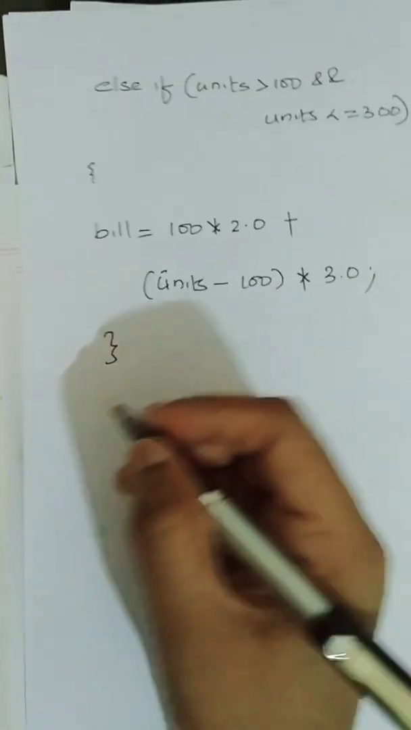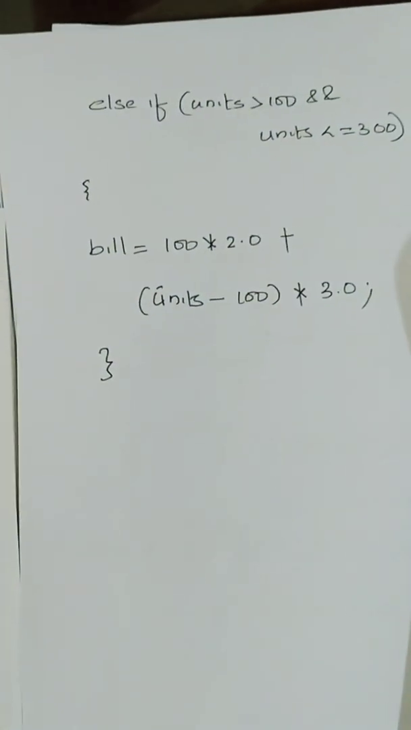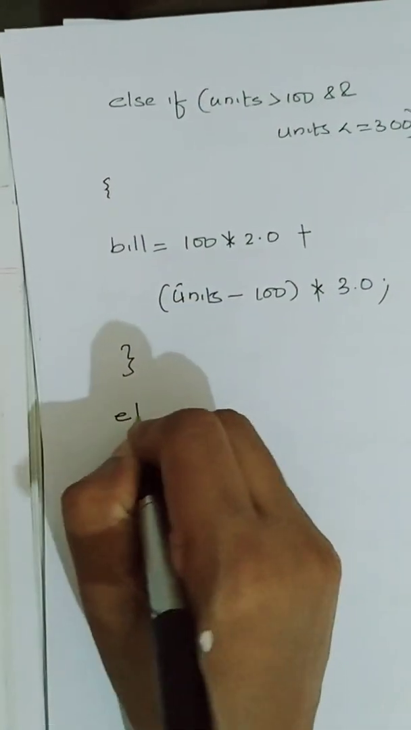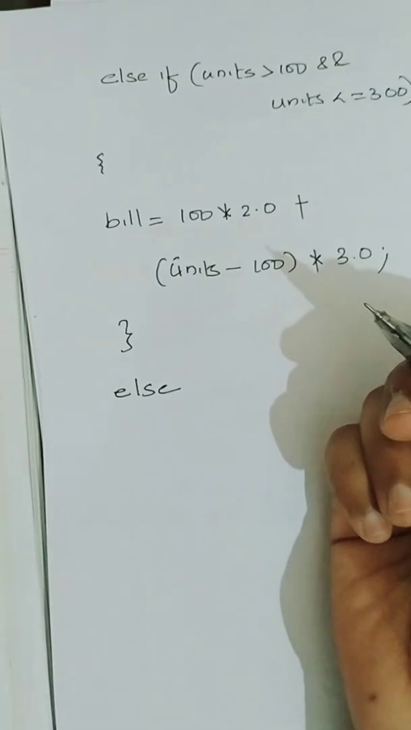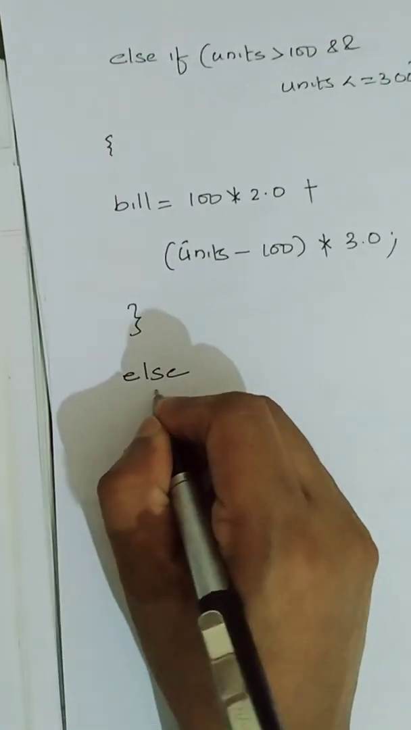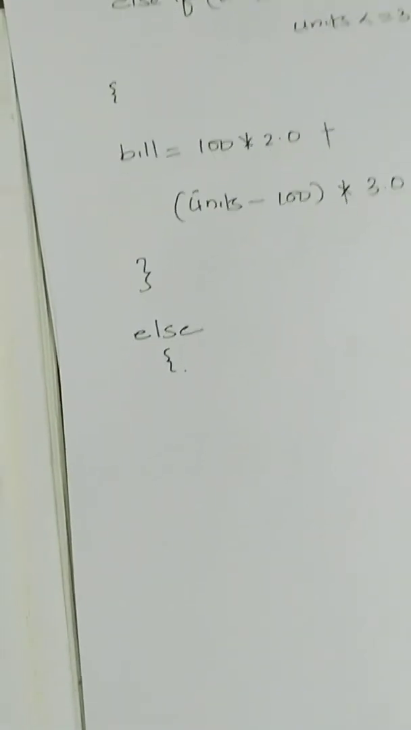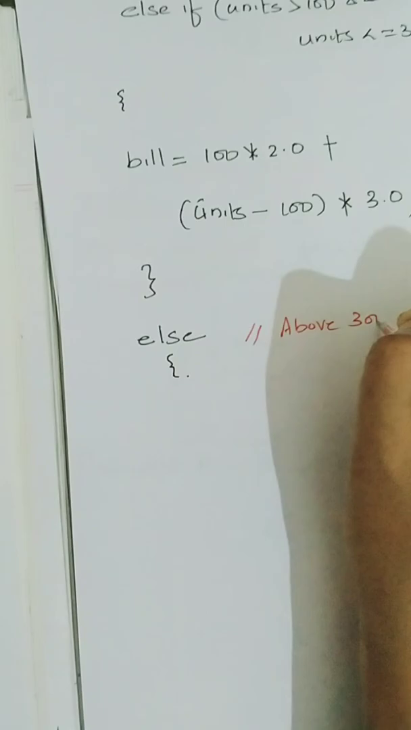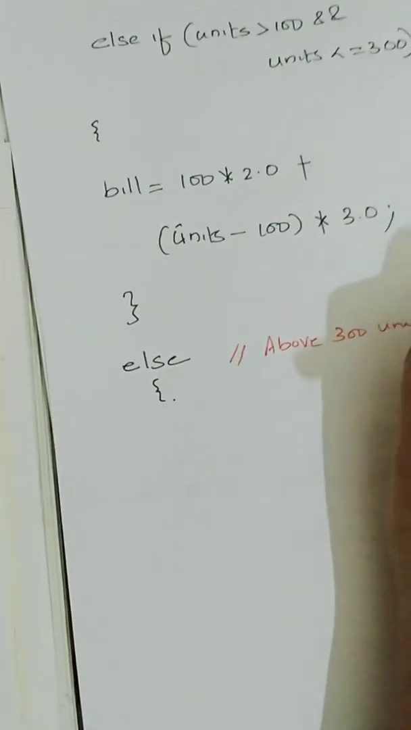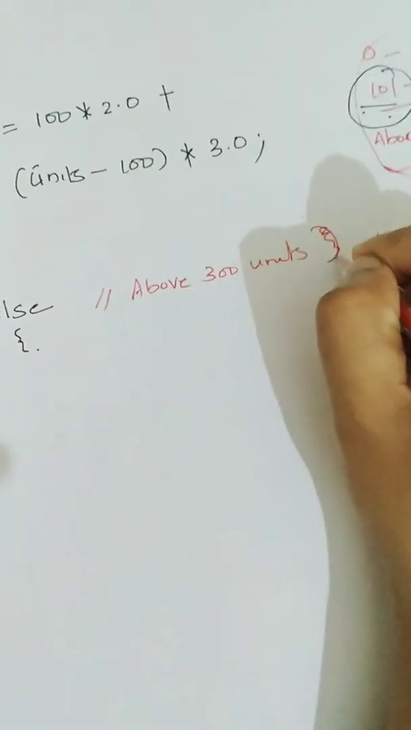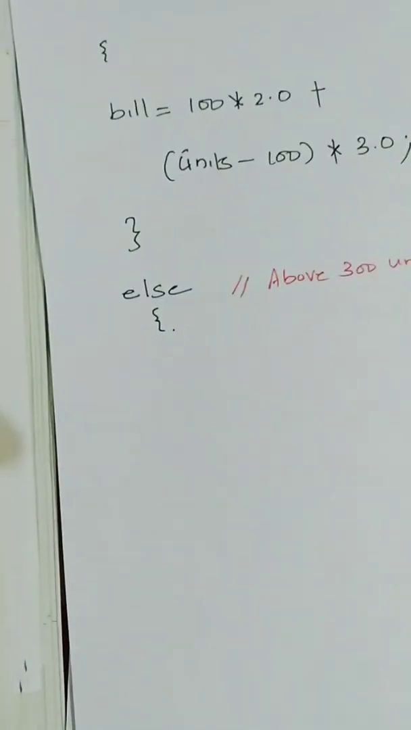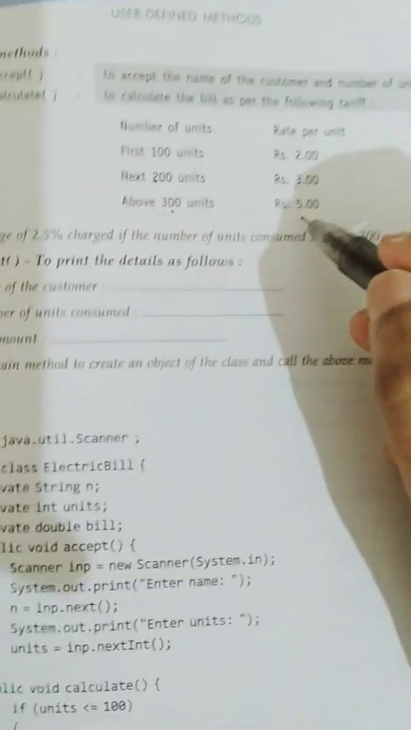Next, else above 300. Else if above 300. You don't need to check the condition. You can simply put else. Else means for the above 300. I'll write this comment: above 300 units. Okay. So, what is your condition? Above 300 units means it is rupees 5.